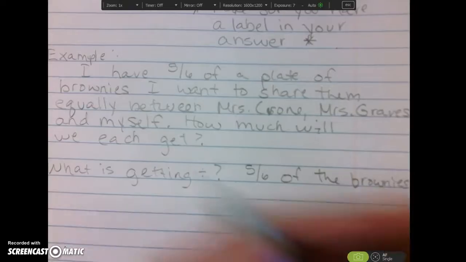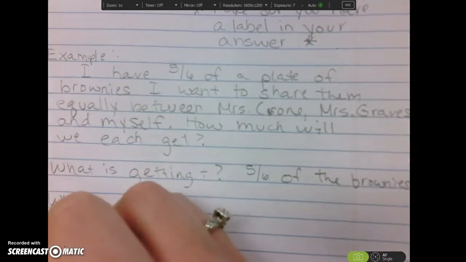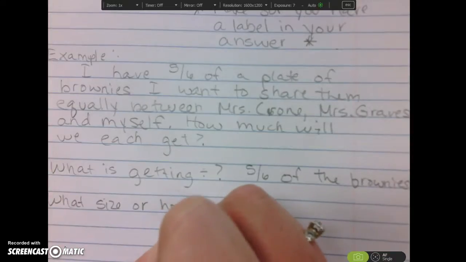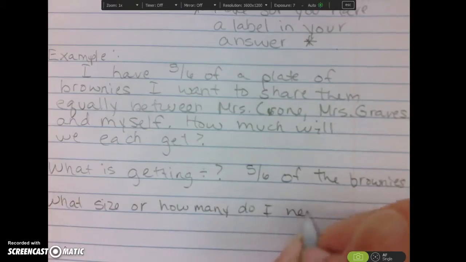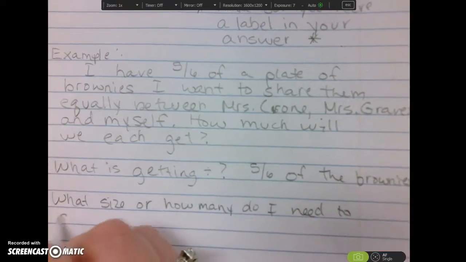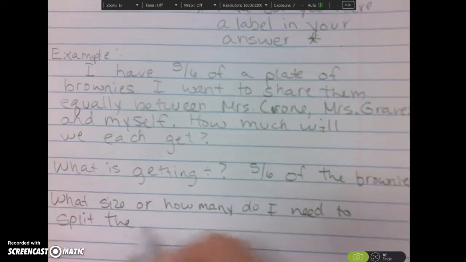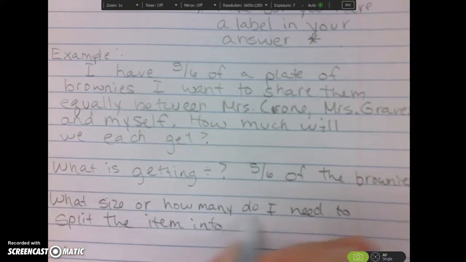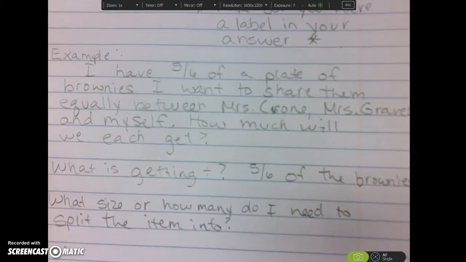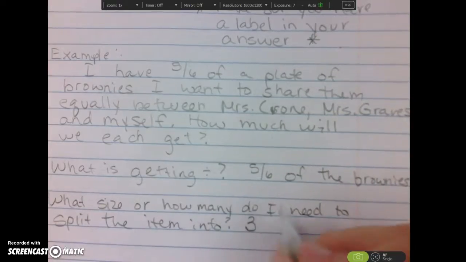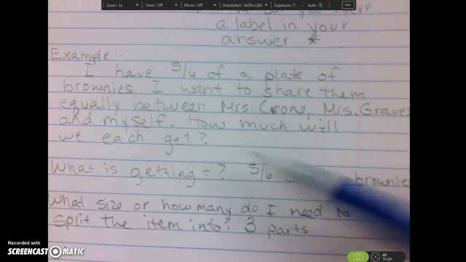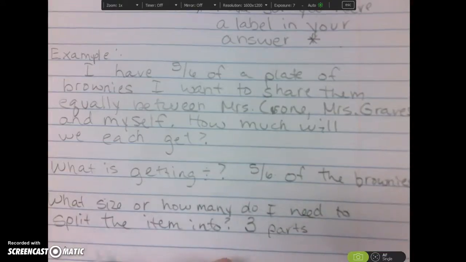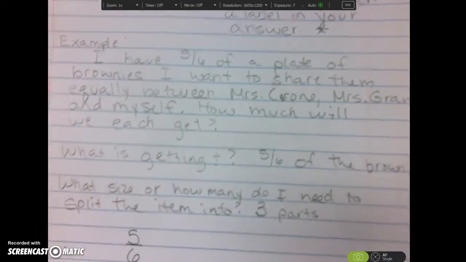Then the next question is, what size or how many do I need to split that item into? Well, in this case, since it is Mrs. Crone, Mrs. Graves, and myself, I need to split it into 3 equal parts. So that tells me the thing being divided is the brownies. So that's my very first number. That's my A.